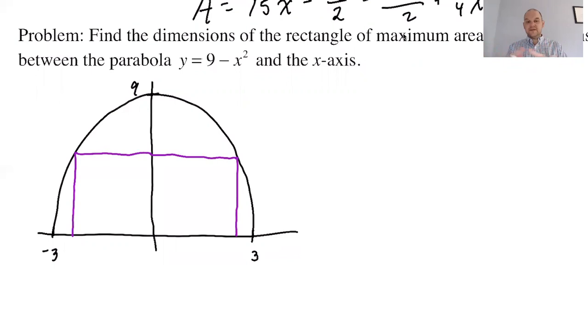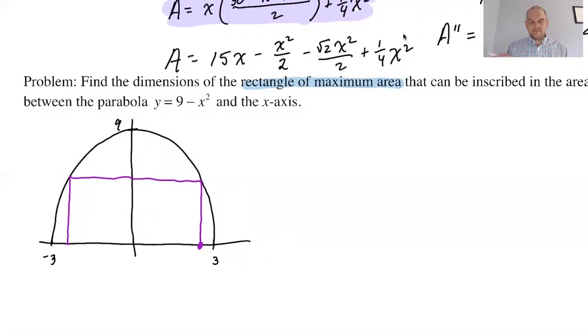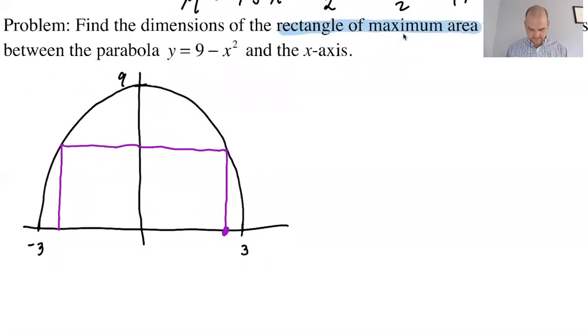And so the rectangle can take many sizes, right? This point right here can get closer to 3, it can get closer to 0. An issue here for us is that we need to decide how to write the area, because we're looking for the maximum area, the rectangle of maximum area. And we're looking for the dimensions of that thing. So we need to write the area of this somehow. All right, so what can we do?